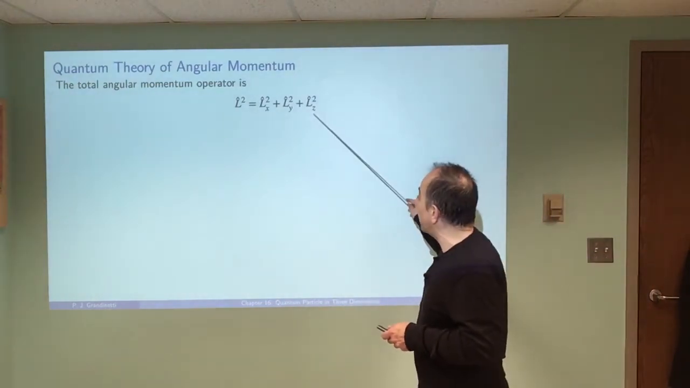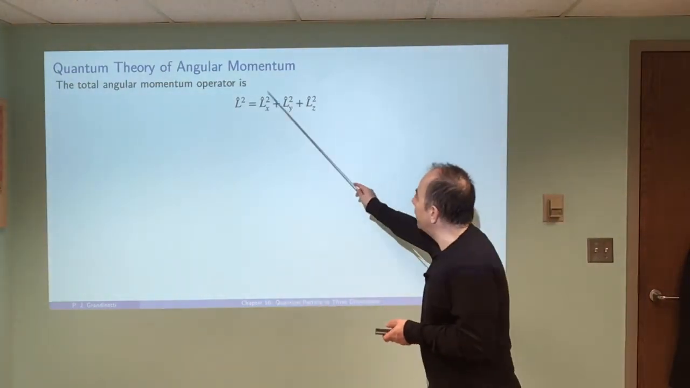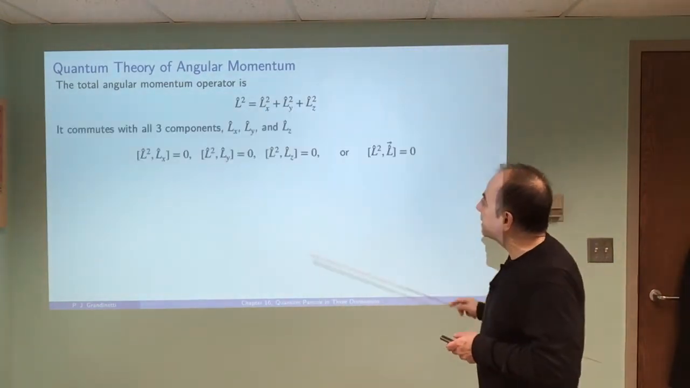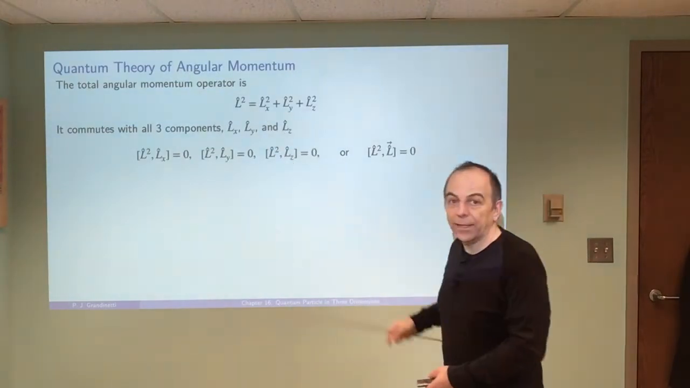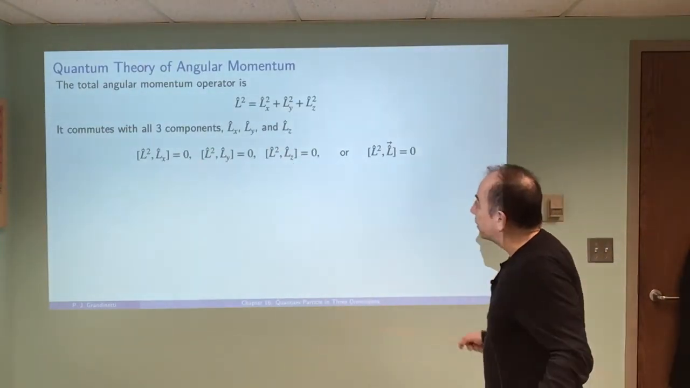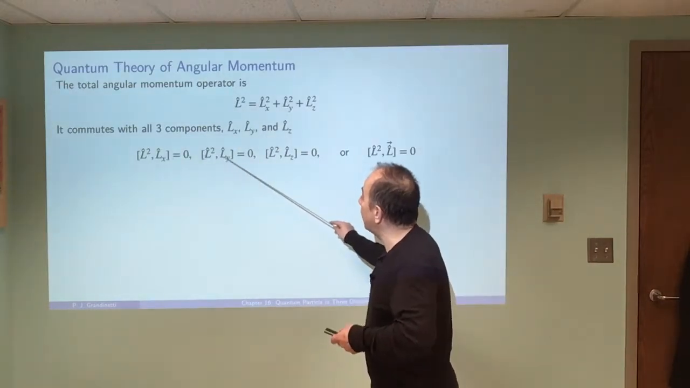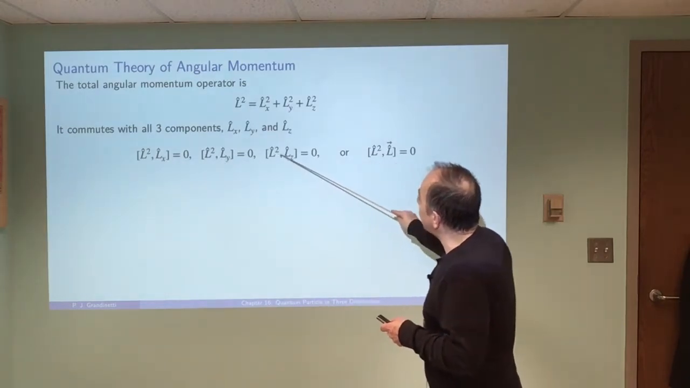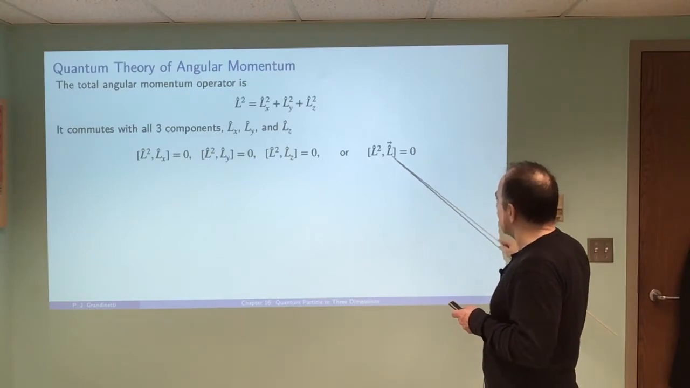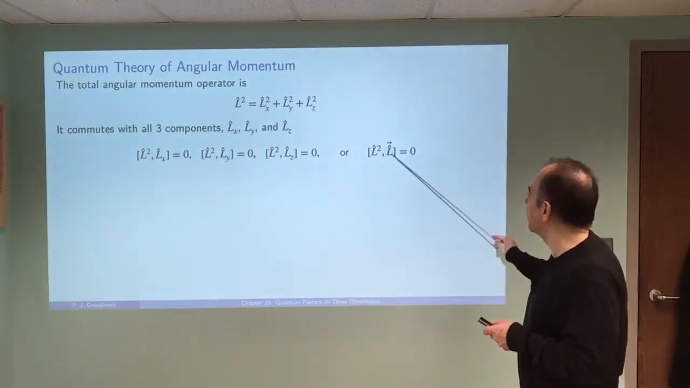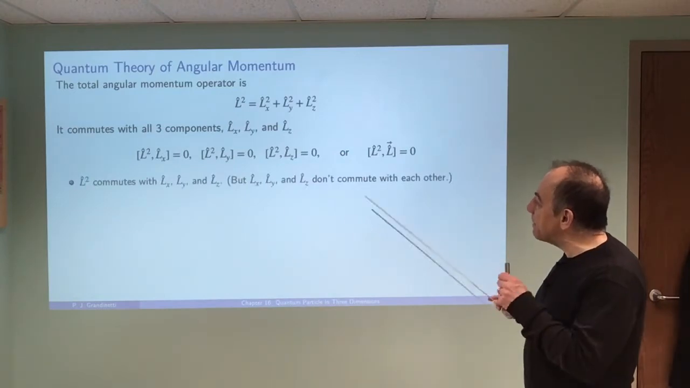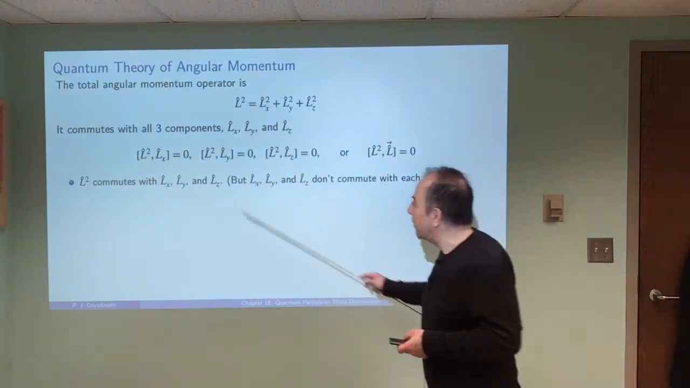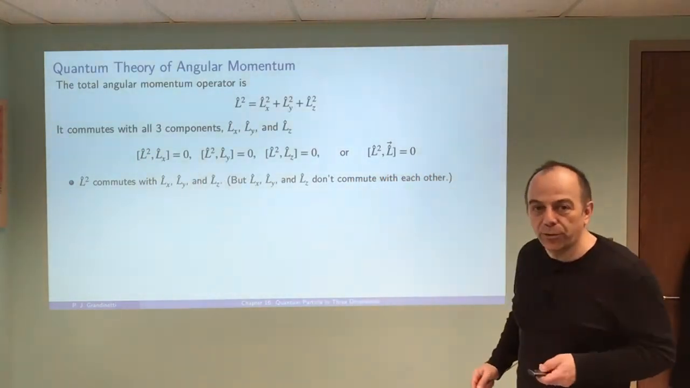So the total angular momentum operator, written in terms of those components, is L squared equals Lx squared plus Ly squared plus Lz squared. And what we find is that this total angular momentum operator will commute with each one of the individual components. So L squared commutes with Lx, it also commutes with Ly, and it also commutes with Lz. And it also commutes with the vector L operator. But that doesn't mean that Lx, Ly, and Lz commute with each other. We just saw that that's not true. But L squared does commute with all three of them.